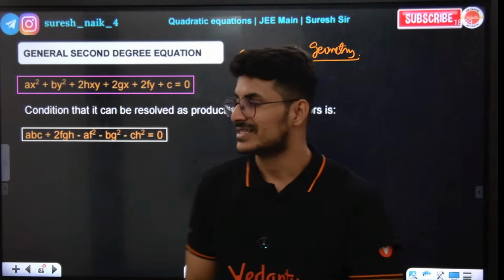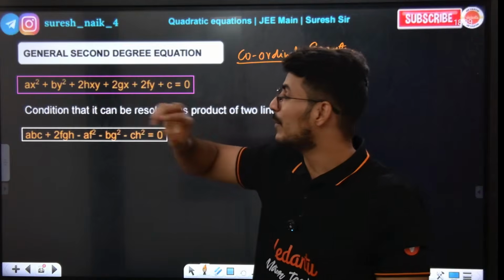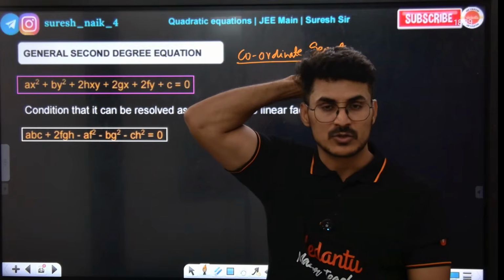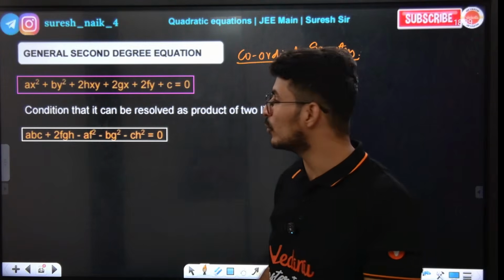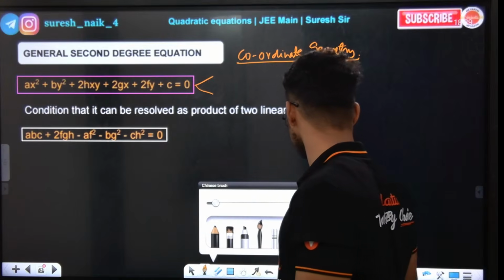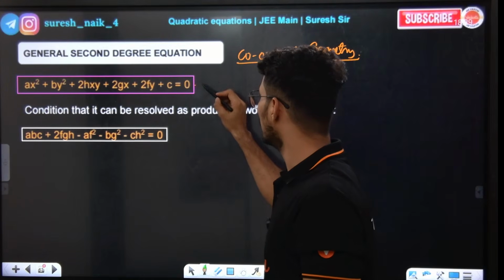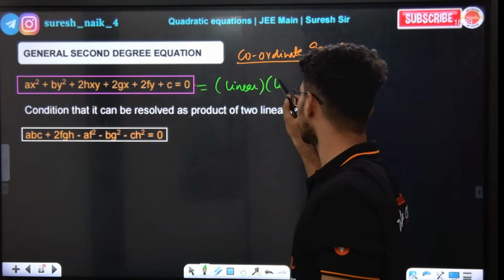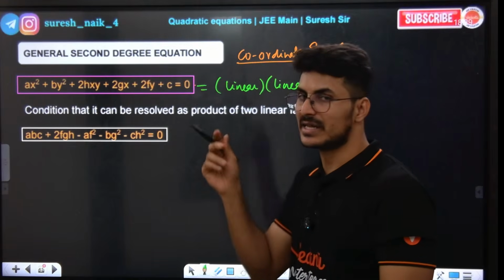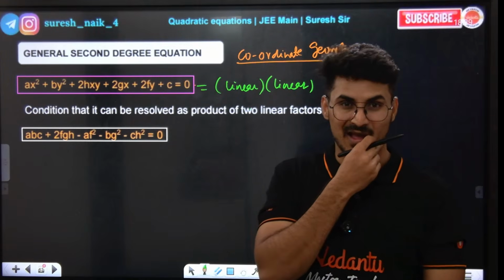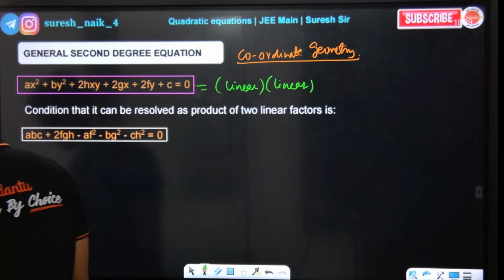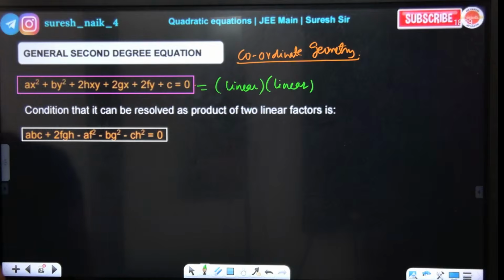Sir, I didn't understand. This is a second degree equation. We need to convert it into a product of 2 linear factors. Something linear into something linear, like this. Look at the board. Linear into linear, how do you change that? That is the change in condition. But I'll tell you one simple logic. What logic do we apply, sir?